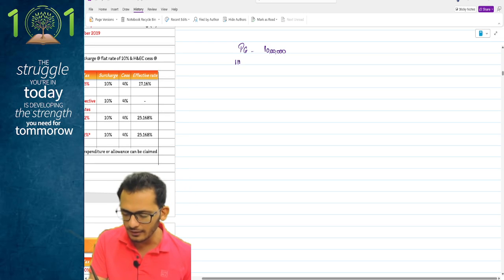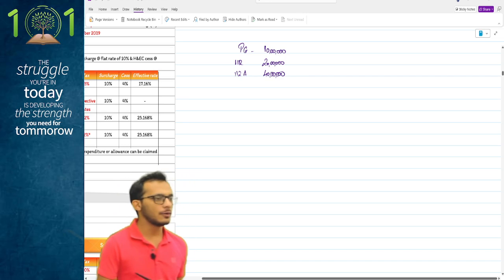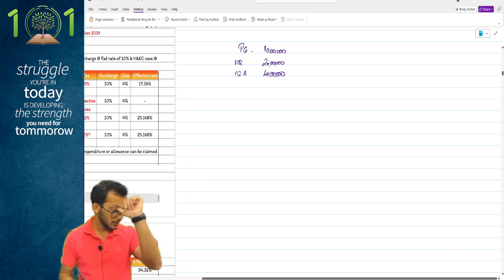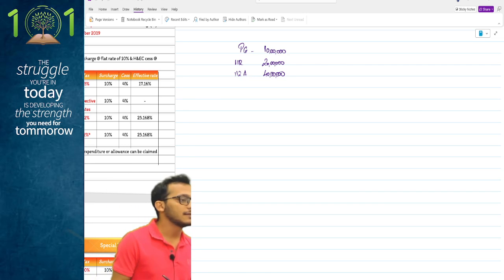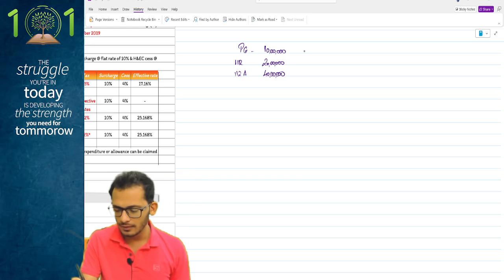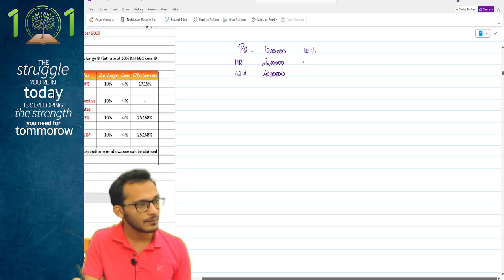He has a 112 of 20 lakhs and 112A of 40 lakhs. Individual item, I want to know what is the surcharge rate. Individual item, PGBP, surcharge rate is 10. 112 surcharge rate is 10. 112A surcharge rate is 10.